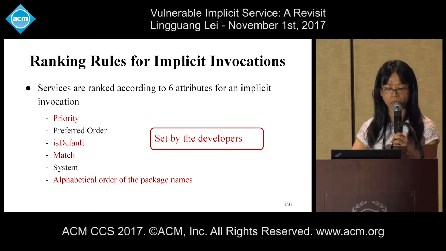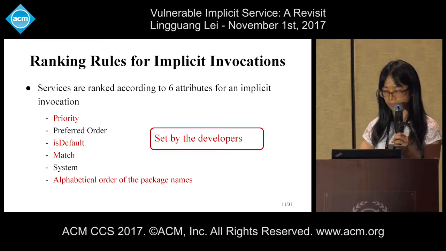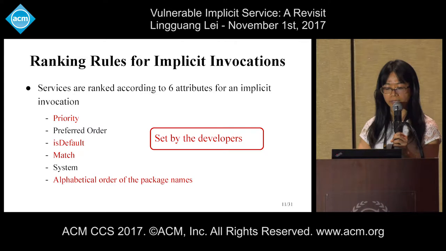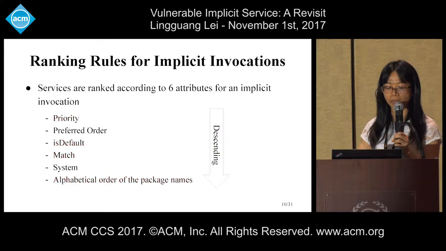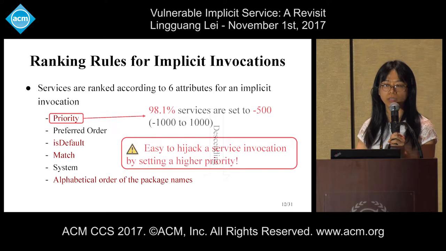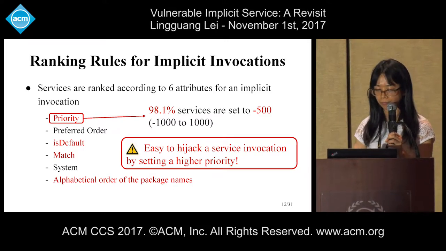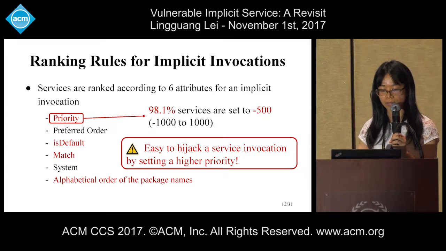And the four attributes marked red here are set by the developer. And in our analysis, we find that about 98% of services set the priority value to -500. And the value range for the priority attribute is -1000 to 1000. So -500 is a very low priority. Therefore, it is very easy for an attacker to hijack a service invocation by setting a higher priority value.